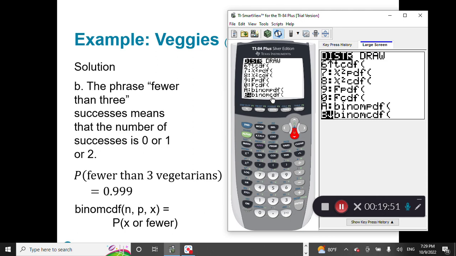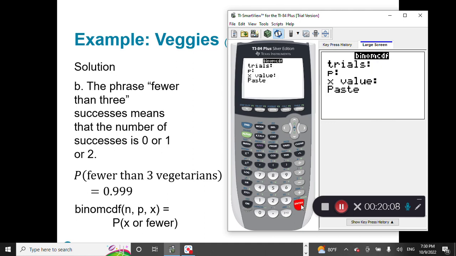So in this case, we have the binomial CDF command over n trials, comma, with a probability of success equal to P, comma, with X or fewer successes. So let's go ahead and choose that command.